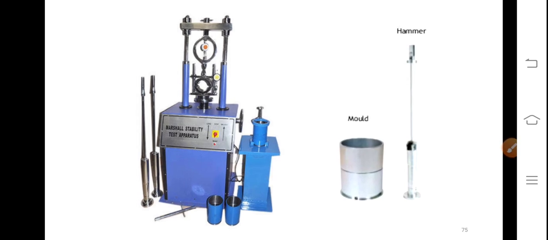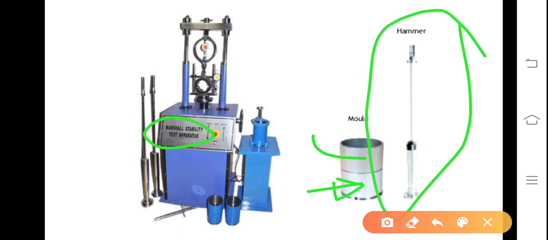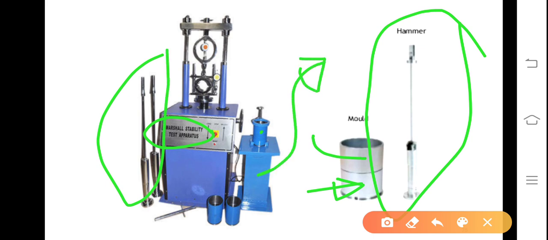This is the apparatus used for conducting the Marshall stability test. That's why it is known as the Marshall stability test apparatus. Other apparatus and accessories used are a trowel to handle the bitumen for mixing, heating and preparation of the mix. Then the mold in which the specimen is to be filled. This is the collar. This is the hammer. And this is the rammer. This is the concrete pedestal which is used to prepare the specimen by using this hammer.